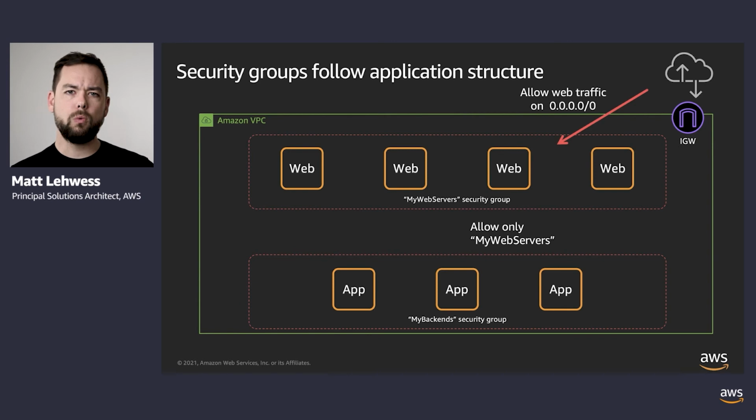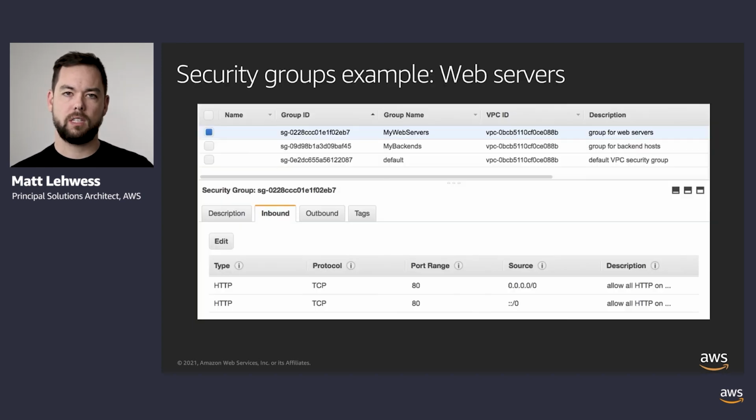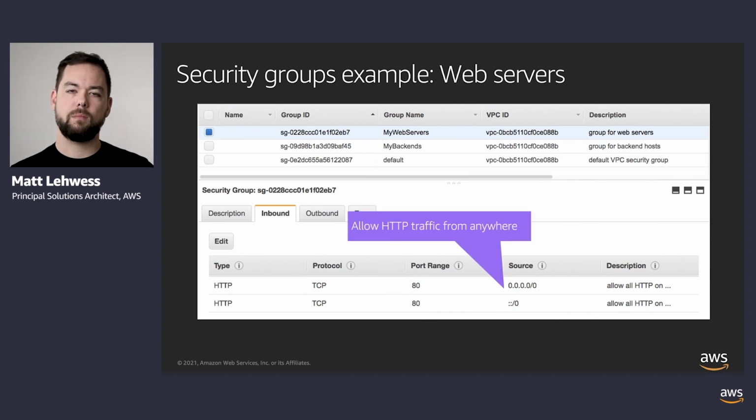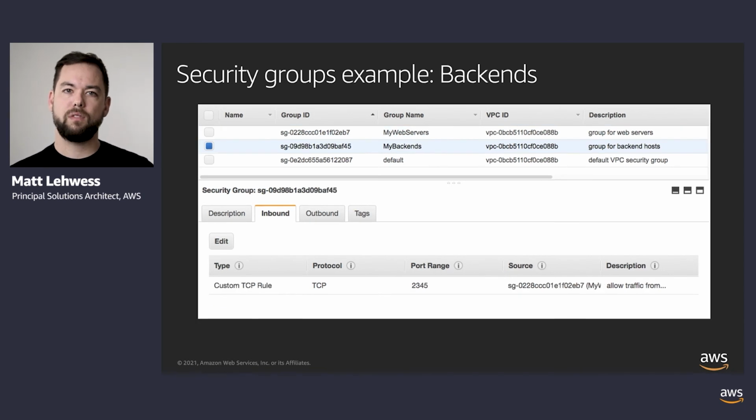However, what you don't want are folks coming in from the internet talking to your application, talking to your database, talking to the back end of the application itself. So in this case, we've got allow only my web servers. So only the web servers can talk to the application servers. We're basically doing some security group referencing here. What that looks like is this, where we've got two security groups. Our web servers have our HTTP allow, basically like a default route, 0.0.0.0/0, allowing all traffic in. And then for our backends, we've got a custom TCP rule only allowing the web servers in on port 2345.